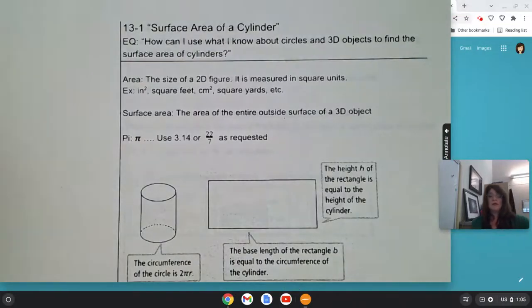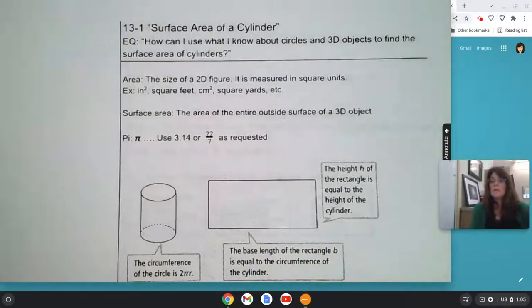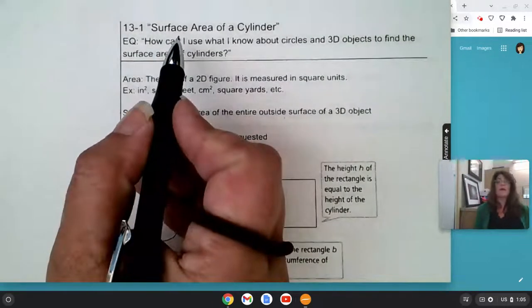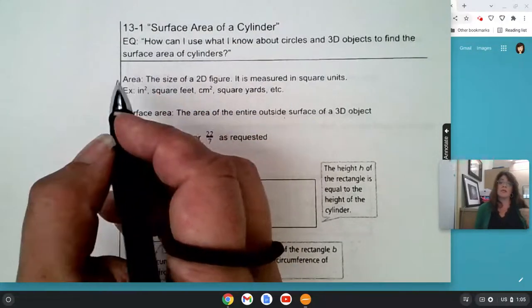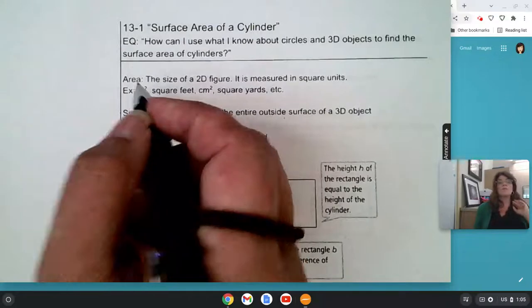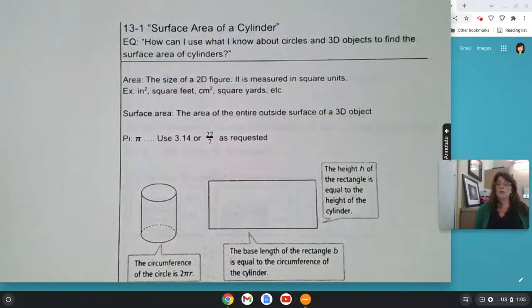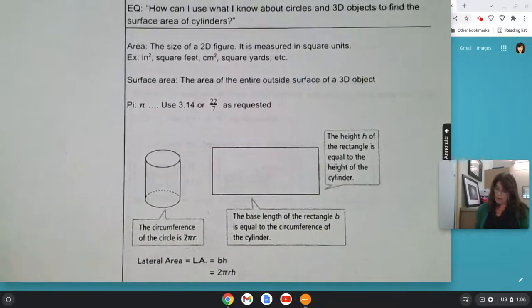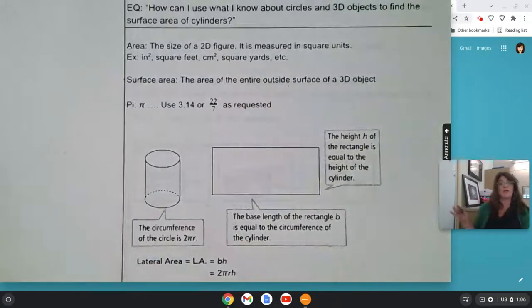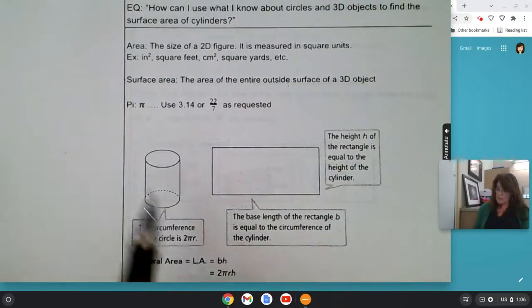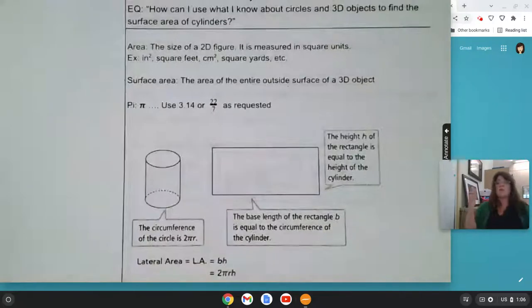Everybody, we are taking a look right now at the surface area of a cylinder. It's actually the only surface area that we're going to do in this unit. So we're taking a look at cylinders. Review of area: area is always 2D. We're looking at flat surfaces. Surface area is the entire outside of something, or typically we use the outside.